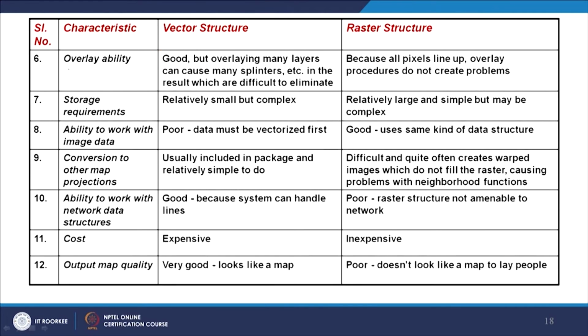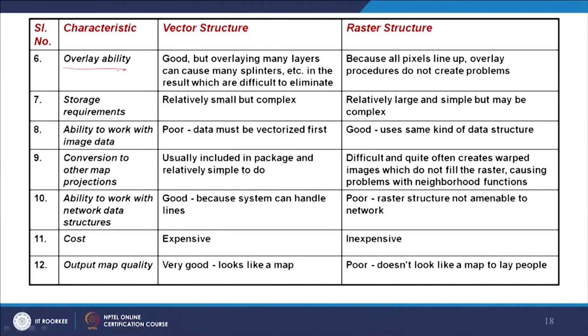Now, if I go for overlay ability, then vector provides quite good overlay ability, but only up to certain layers. If you increase the number of layers in overlay analysis, like A union B union C union D, then your output becomes very complicated. But in case of raster, all pixels or cells are lined up, and though they may have different spatial resolutions, overlay can still be performed on tens of raster layers, even 20, in one go. So, that is a very big advantage of the raster data structure.